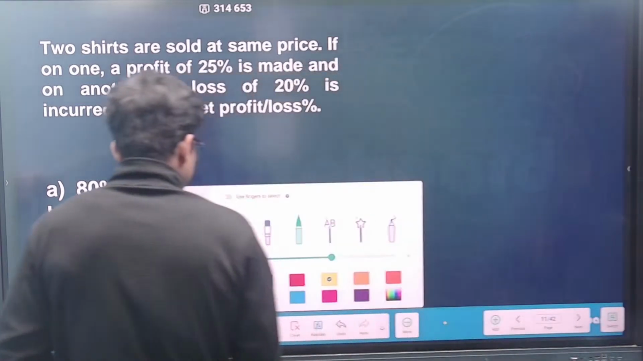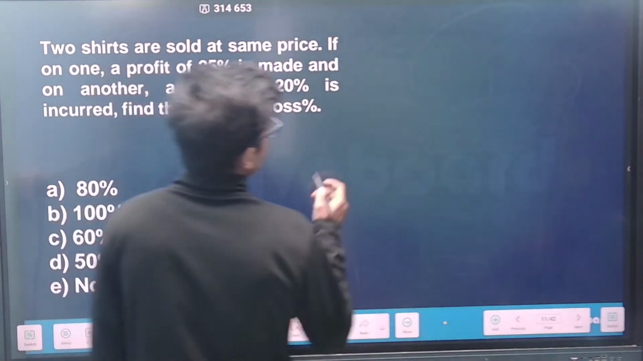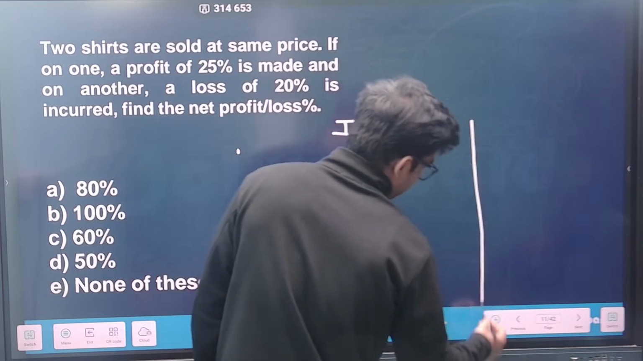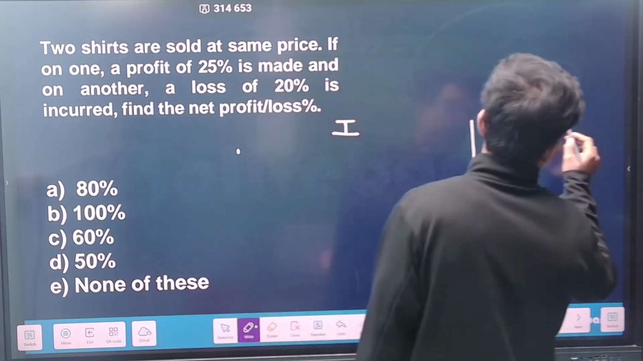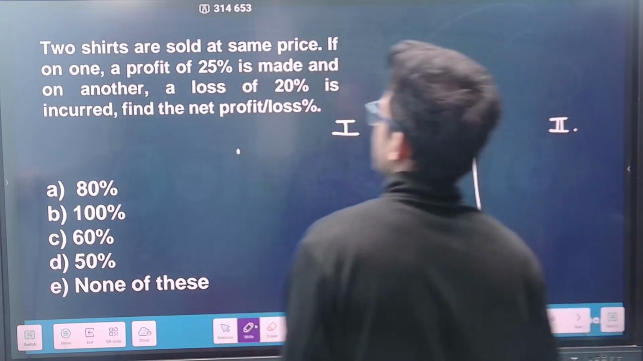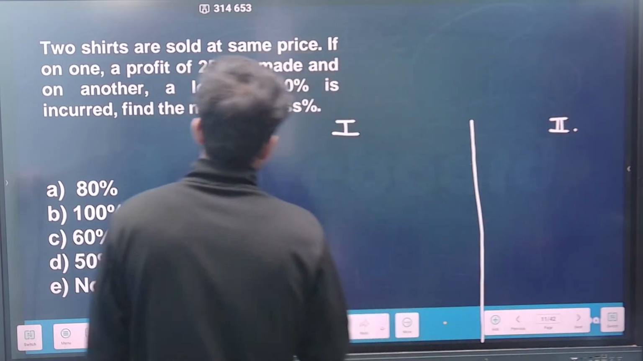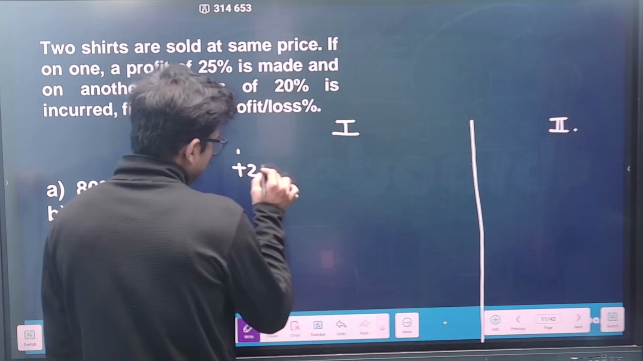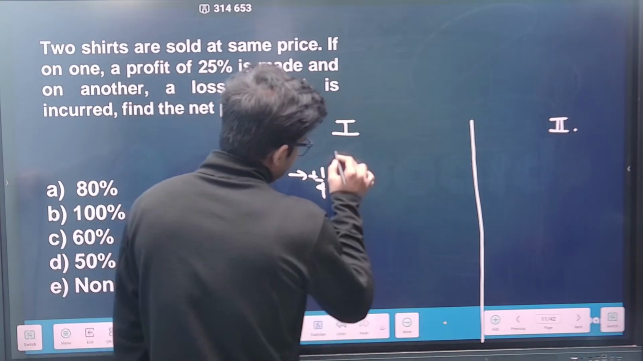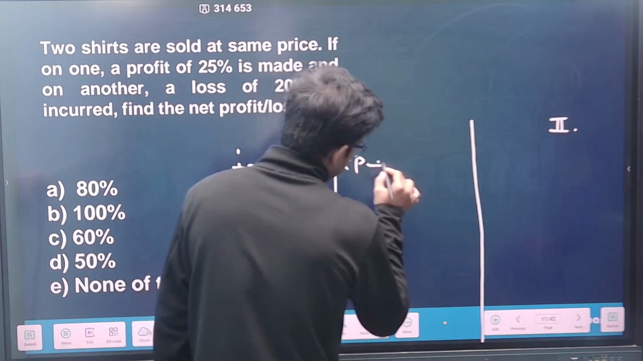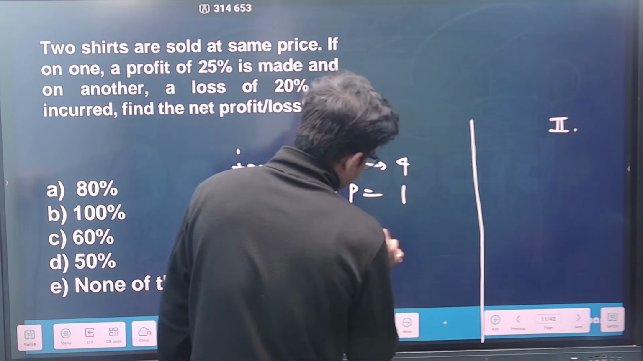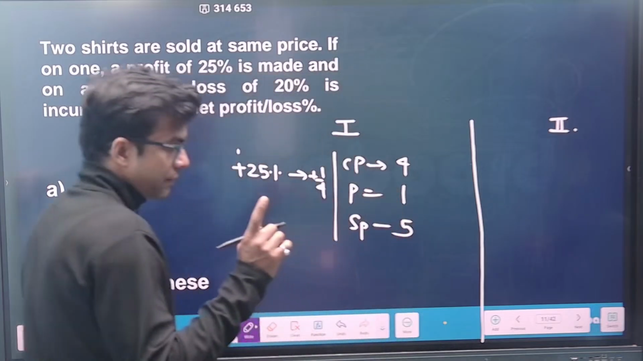So basically two conditions are there again. There's condition number 1 and there is a second condition, condition number 2. First is two shirts are sold at the same price, one at a profit of 25%. If there is a profit of 25%, correct, then I can say there is a plus 1 by 4. Then I can say my cost price is basically 4, my profit is 1 and my selling price is 5, correct, for the first case.